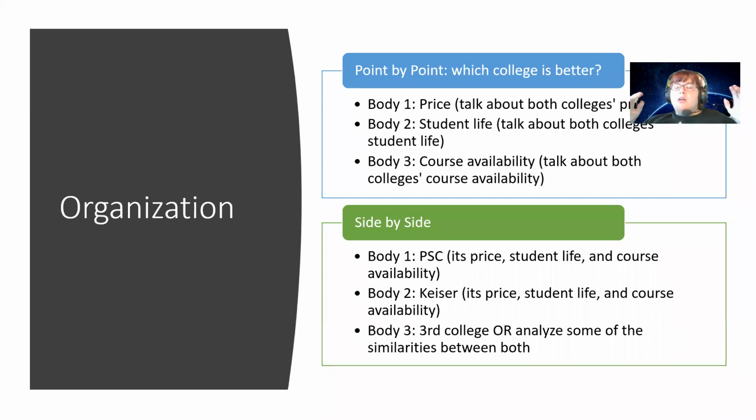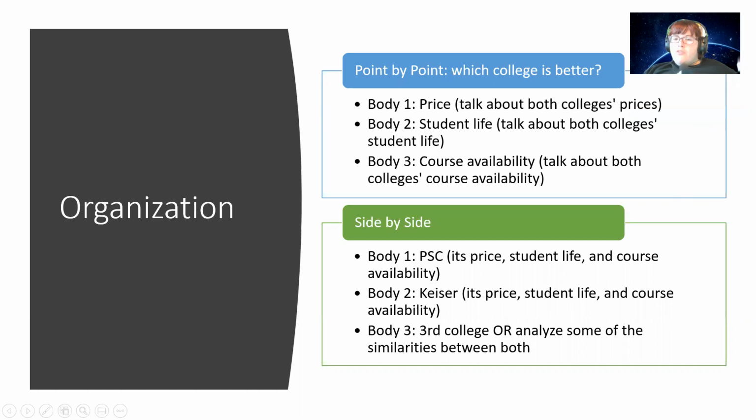Then we want to think about our organization. So if we're going to do it point by point, then we need to put those 3 points into our thesis statement. So for example, if we want to talk about price, student life, and course availability, then we would talk about both colleges' prices in one paragraph, a second paragraph to talk about both colleges' student life, and a third paragraph to talk about both colleges' course availability.